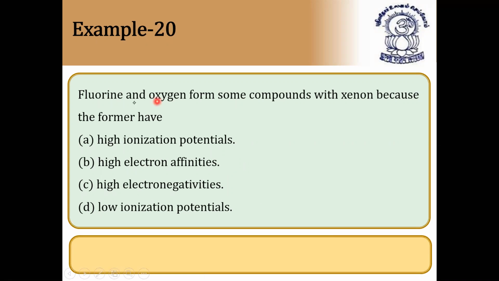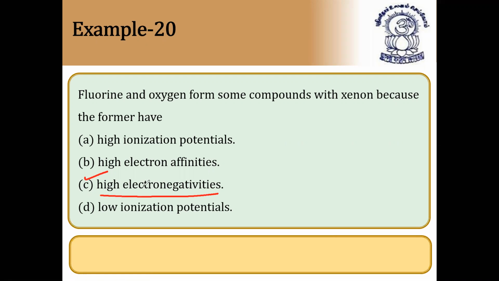Question number 20. Fluorine and oxygen form some compounds with xenon because the former have... Why do fluorine and oxygen form compounds with xenon? Because the former have high ionization energy, high electron affinities, or high electronegativities. Former means oxygen and fluorine. Why are they combining only with fluorine and oxygen? This reason we have already discussed in class. It is nothing but high electronegativity.